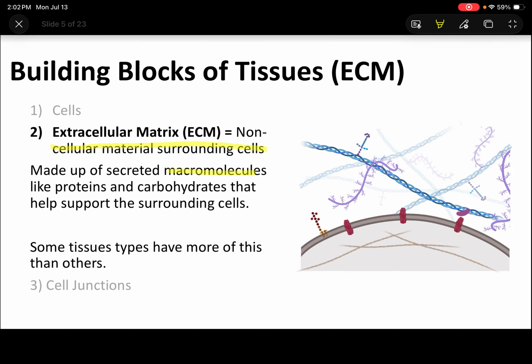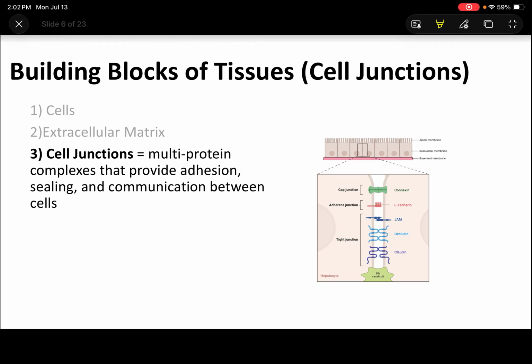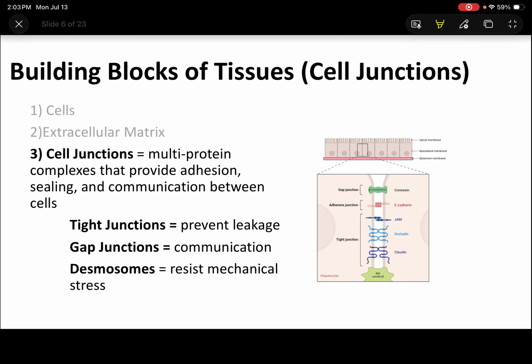Finally, the last basic building block of a tissue is cell junctions. We've already talked about these in our module about cells, but remember, these are multi-protein complexes that help the cell in multiple ways. They help with adhesion, sealing, and communication between cells. We've talked about tight junctions, which help prevent leakage between two cells. We have gap junctions, which are really important for communication, so how two cells can talk to each other. And we also talked about desmosomes, which are really important in resisting mechanical stress or the movement of cells against each other. So all tissues are made up of different combinations of cells, extracellular matrix, and cell junctions, all working together in what eventually becomes an organ.